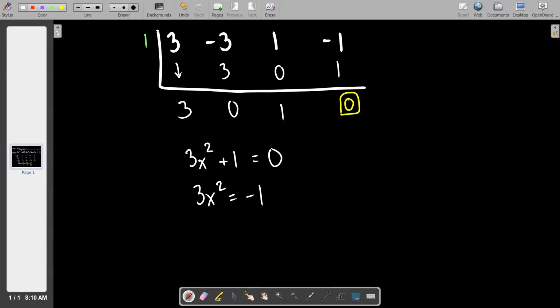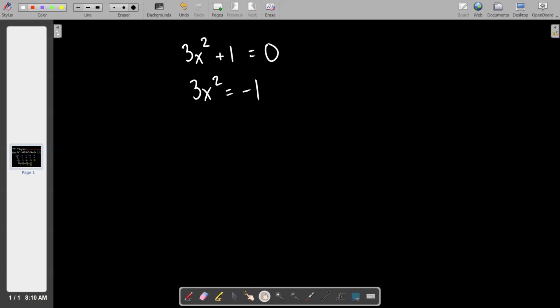After that, divide by 3, and we wind up with x squared equals -1/3. All right, so we're poised for the final move, if you will. And what is the final move?